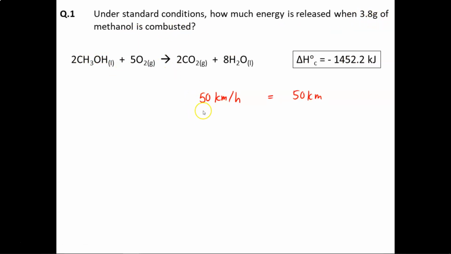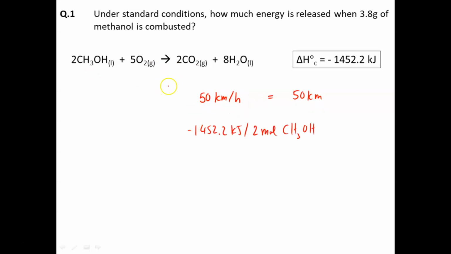So that's like saying I'm driving at a rate of 50 kilometers per hour. Does that mean I drove 50 kilometers? No, it depends on how long I've been driving at this speed. Similarly, this reaction releases 1452.2 kilojoules of energy for every 2 moles of methanol being burned. But I'm not burning 2 moles of methanol, I'm burning 3.8 grams of it. So what I need to do first is convert the 3.8 grams into moles so that I can find out how much energy was actually released.